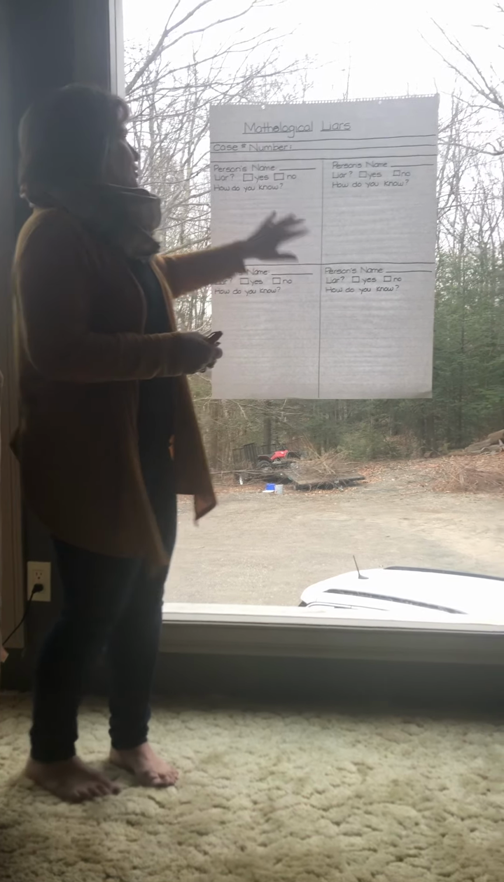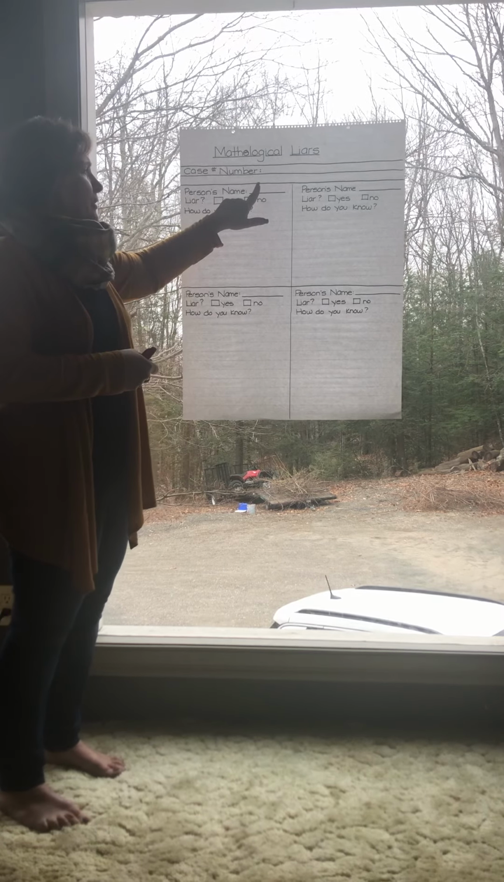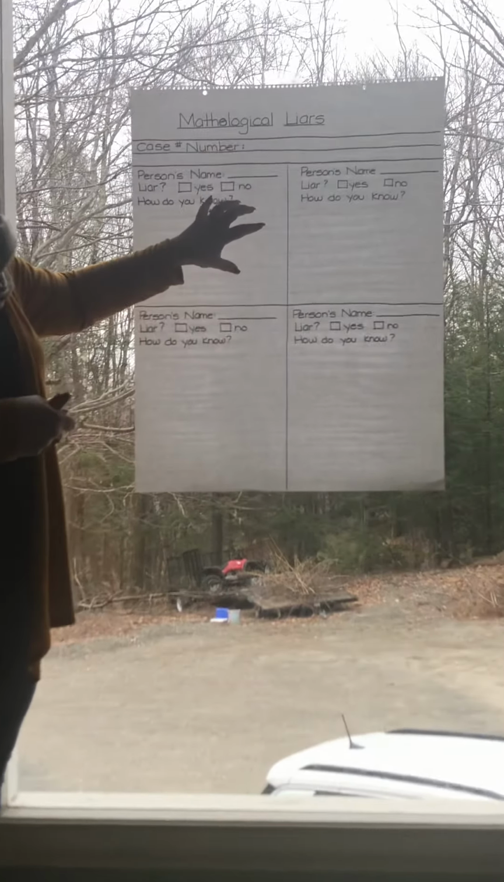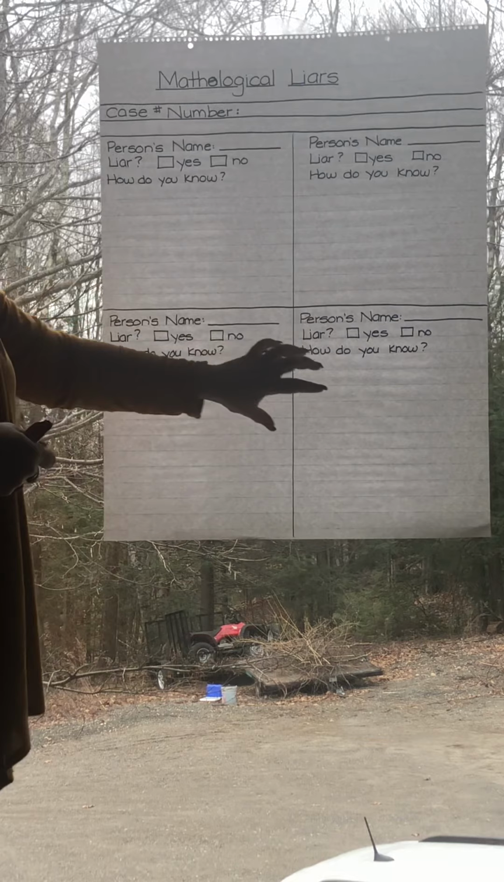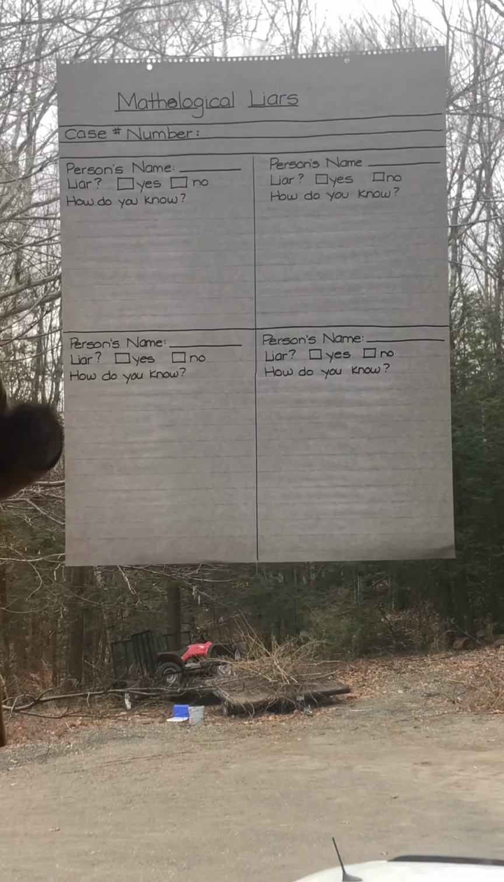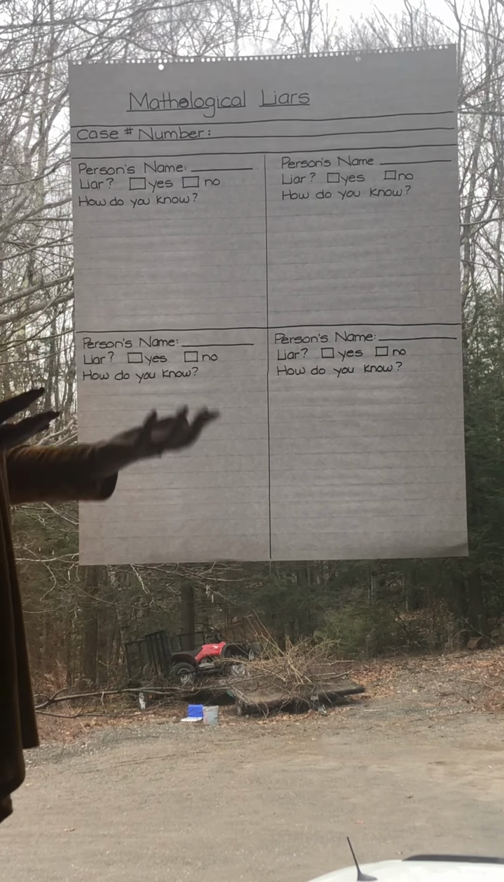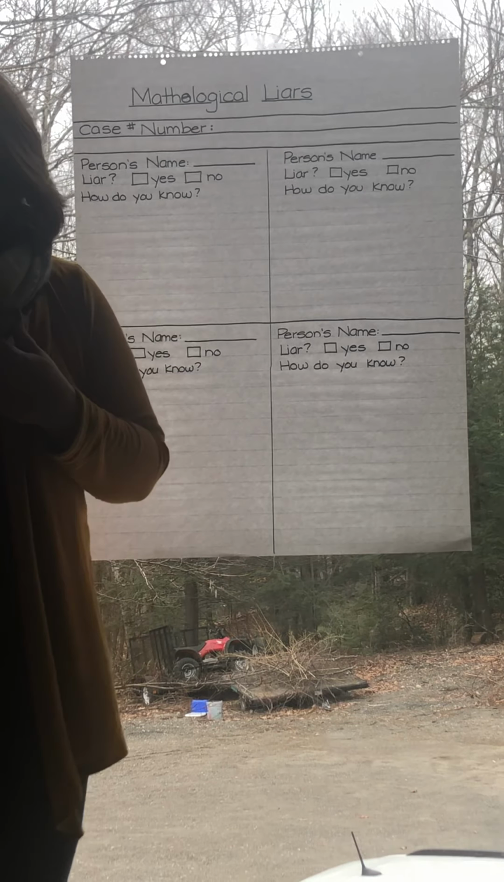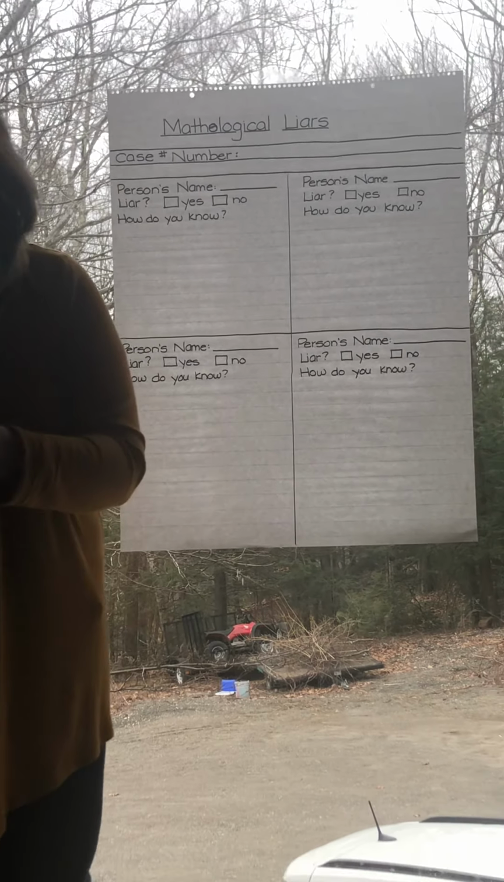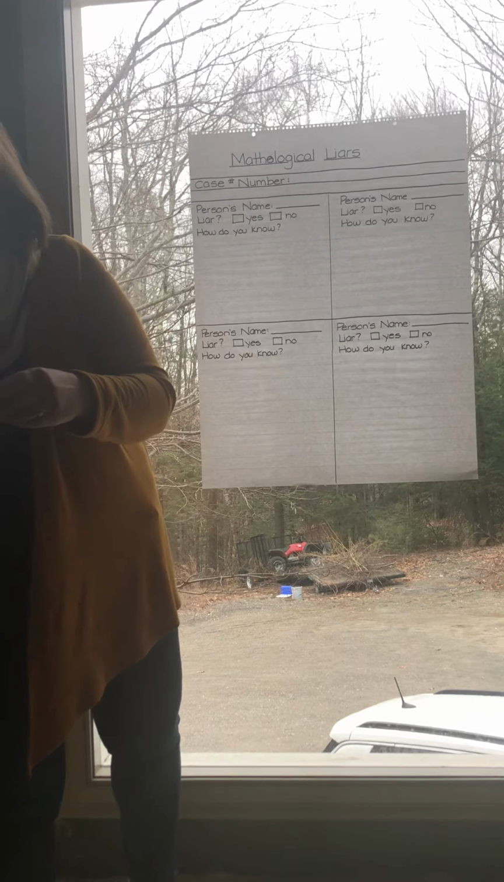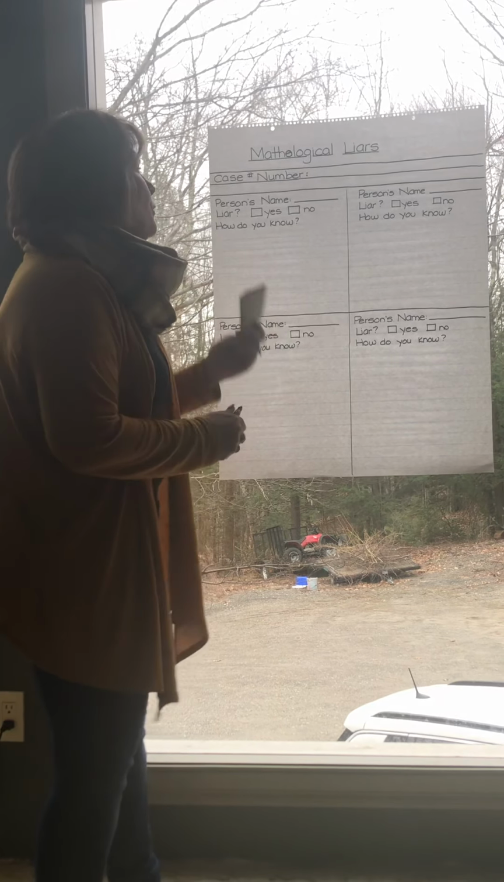If we look at the worksheet, it asks for a case number. And then each case has 4 people that give alibis. So let's take a look. It'll be much clearer as we actually do one. All right. So this is case number 4.